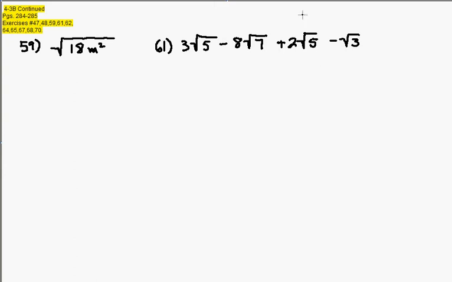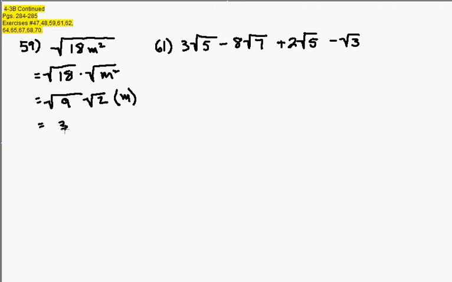Okay, looking at 59 and 61, first I start off with the expression the square root of 18m squared. I can break that into the square root of 18 times the square root of m squared. The square root of 18 can be rewritten as the square root of 9 times the square root of 2, and the square root of m squared is just m, because the square and the square root cancel each other. The square root of 9 is 3, so we're left with 3 times the square root of 2 times m.